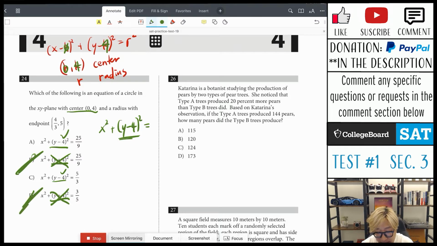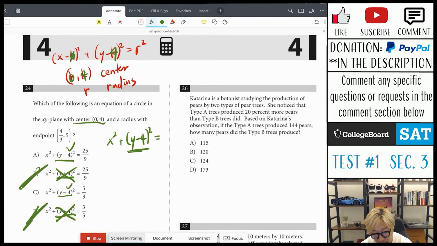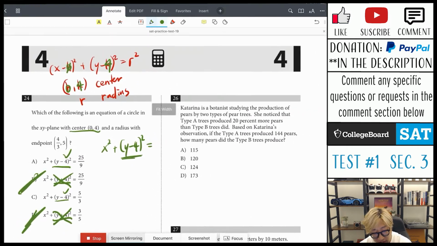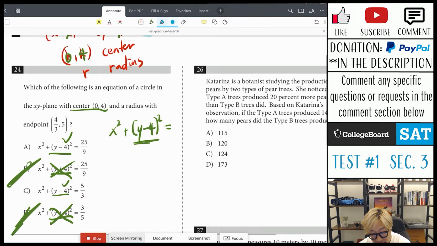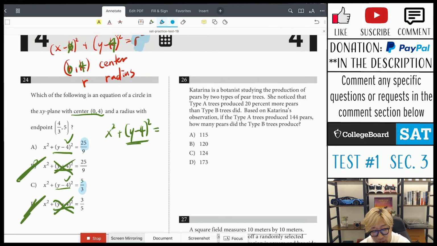So between A and C, I'm going to need the radius. Let me just give you the idea. First of all, before you even try to solve for the radius, you notice how the right side is r squared? Look at A and C. What looks like it just got squared? Doesn't that look like it just got squared? So if you had to guess a choice without really knowing how to find the radius precisely, just guess A, please.